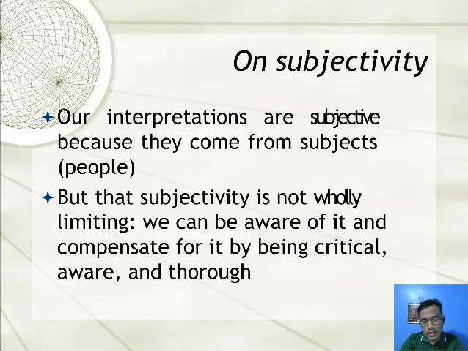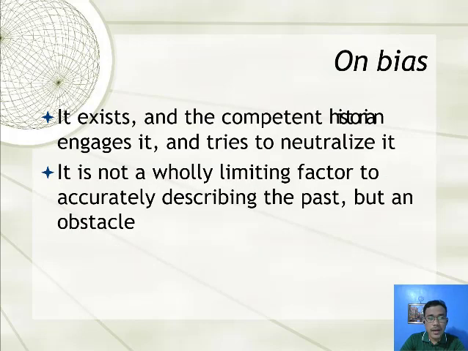And then if we let ourselves be consumed by bias, then we cannot be a good historian. So on bias, it exists, and the competent historian engages it and tries to neutralize it. So it is not a wholly limiting factor to accurately describe the past, but an obstacle. With a limiting factor, you cannot go forward anymore. Well, an obstacle, you can overcome it.